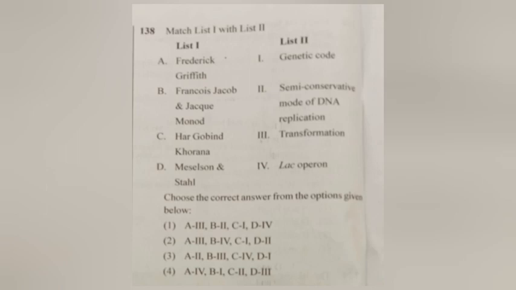138. Match list 1 with list 2. Choose the correct answer from the options given below. Answer 2. A3, B4, C1, D2. That is, Frederick Griffith, transformation. Francois Jacob and Jacques Monod, Lac Operon. Har Gobind Khorana, genetic code. Meselson and Stahl, semi-conservative mode of DNA replication.